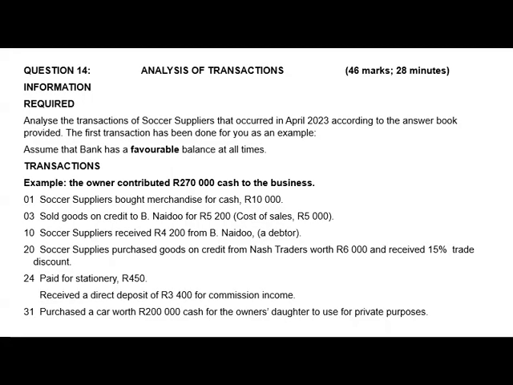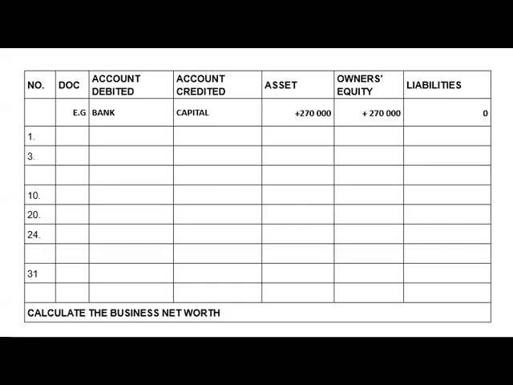On the first, it says that soccer suppliers bought merchandise for cash, which is 10,000. 2 accounts will be affected there. What are they? It is trading stock and bank. What's happening to trading stock? Trading stock is increasing. It will increase on the debit side. What's happening to bank? We are losing money, therefore bank will be credited.